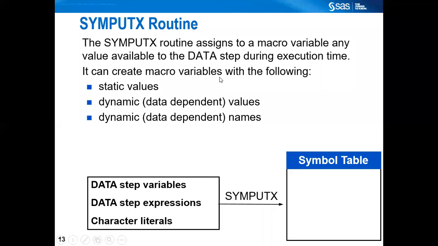So it can create a macro variable in three ways. One is a static value, where you provide the value. Second, dynamically, where the values keep updating or changing depending on your data values. And dynamically again, depending on the name of the variable being used. So there are various ways of creating a macro variable with Symputx. The value for your macro variable can come from variables created in your data step, from certain expressions, or from character literals, which can be constant values.